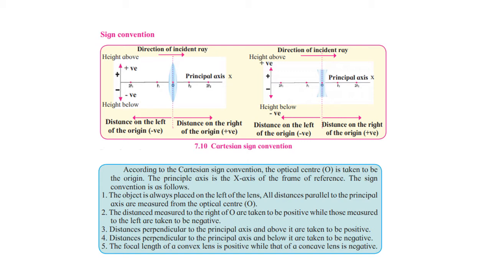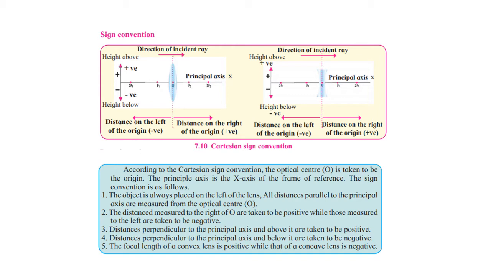All the distances that are measured to the right of the O are considered to be positive, while all that is measured in the left are taken to be negative. Similarly, every distance that we are measuring above the principal axis is considered to be positive, and all the distance that we are measuring below the principal axis is considered to be negative. The focal length of a convex lens is positive while that of a concave lens is negative.